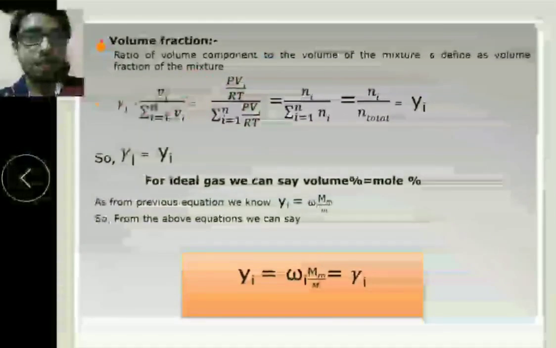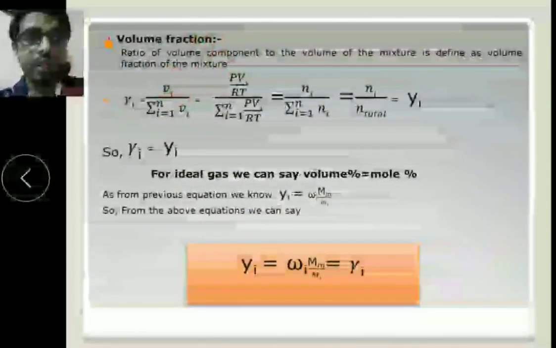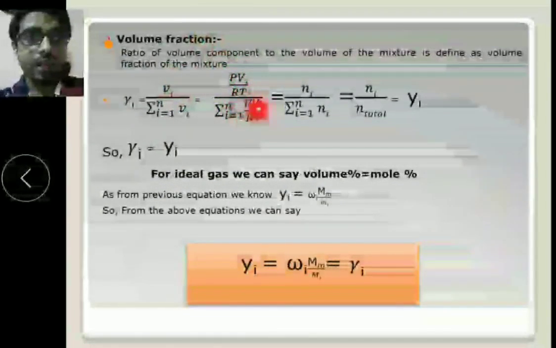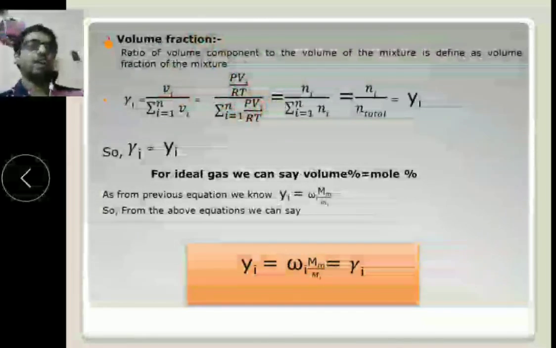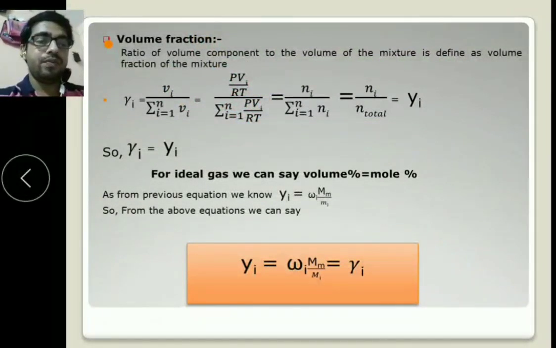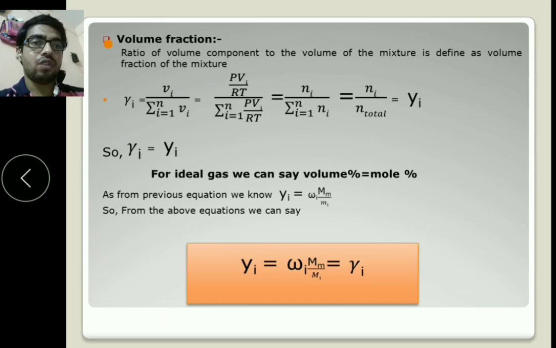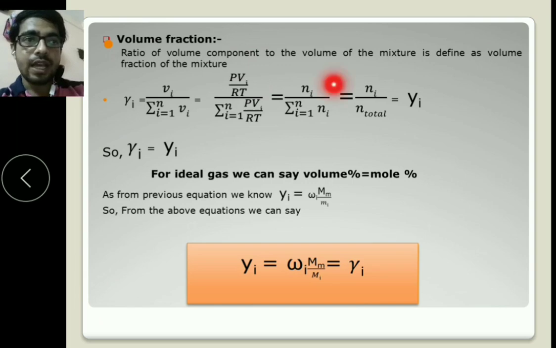Okay, so here we have V and we multiply P by RT in the numerator and denominator both. For an ideal gas we know PV equals nRT, where n is the number of moles. Here P by RT is equal to n from that formula. So here we have Ni by summation of Ni. We know Ni by summation of Ni means mole fraction. So volume fraction is equal to mole fraction, and volume percentage equals mole percentage for an ideal gas.